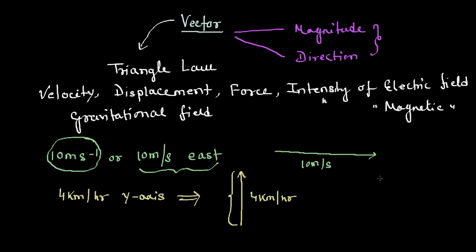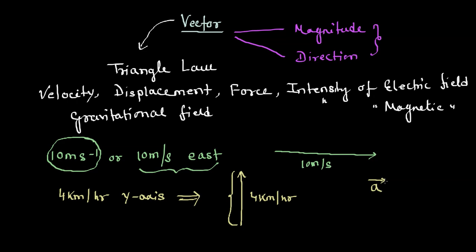Suppose A is a vector. How will I identify it? Write an arrow sign on its head. This arrow symbol on the letter indicates that the letter represents a vector quantity, right? I hope up to this it is very clear to you.